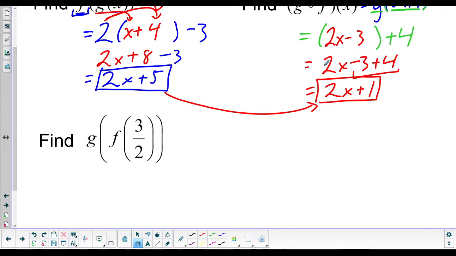All right, so that is just simplifying. That's a regular composite function. Now we need to look at evaluating if we have a number in here.